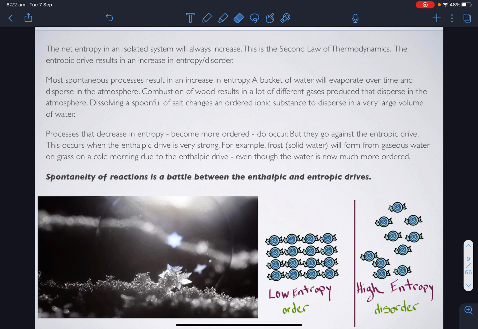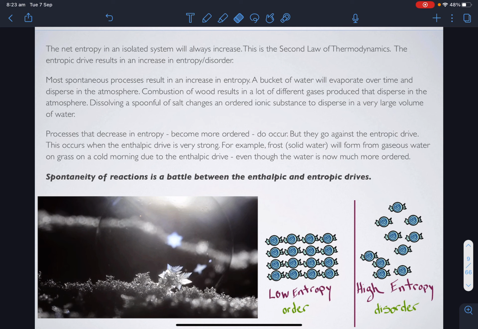Most spontaneous processes, so most chemical reactions that are spontaneous and physical changes, result in an increase in entropy. Okay, most, not all. So if you leave a bucket of water outside to evaporate over time, those water molecules will disperse throughout the whole atmosphere. If you combust wood, it results in a lot of different gases, so carbon dioxide and other stuff, and they disperse throughout the atmosphere. And if you dissolve a spoon of salt, it changes from an ordered crystal lattice substance, and it disperses in a large volume of water as separate ions. It gets very disordered and messy.